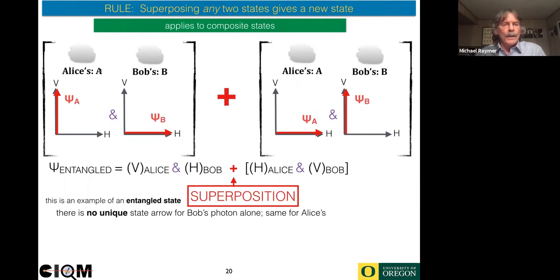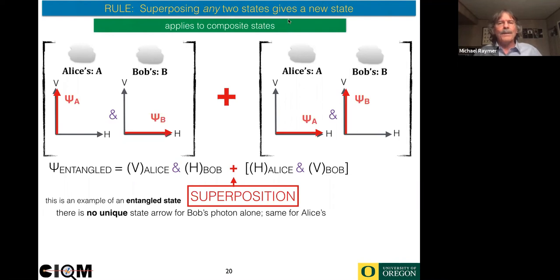This is one possible state of the composite pair. This is another possible state of the composite pair. And this is a superposition with a plus sign. This is an entangled state. So now I think you've seen in detail what we mean by entangled state. And the interesting point is that there is no unique state arrow for Bob's photon alone, right? Bob's photon could be H or Bob's photon could be V. But notice we also cannot write this as Bob's photon is D.